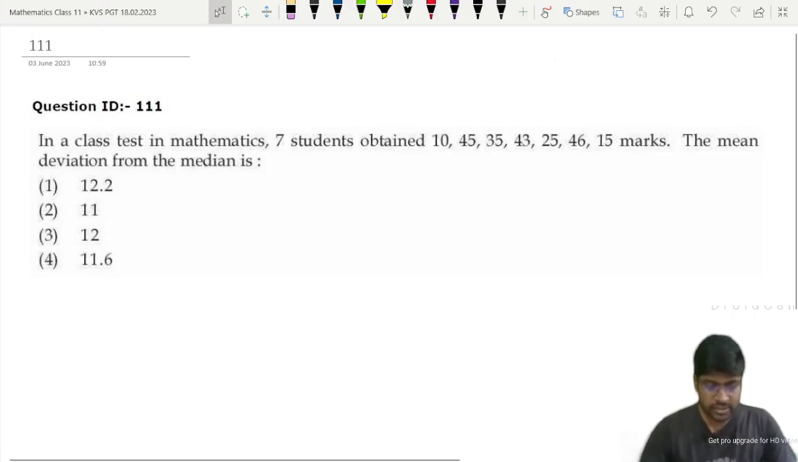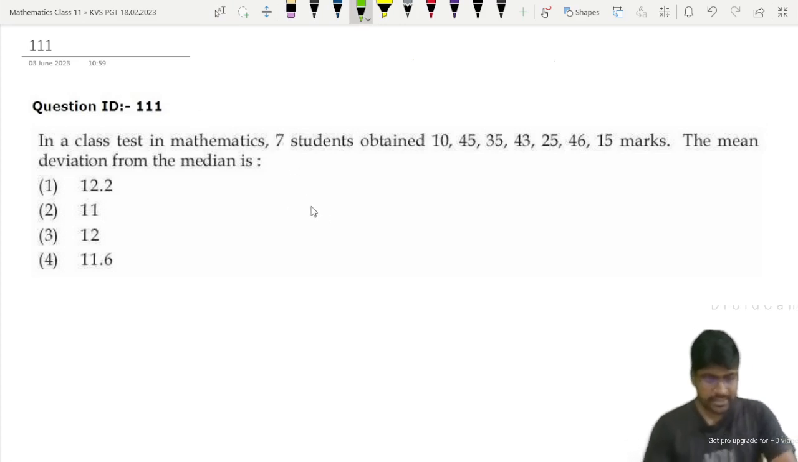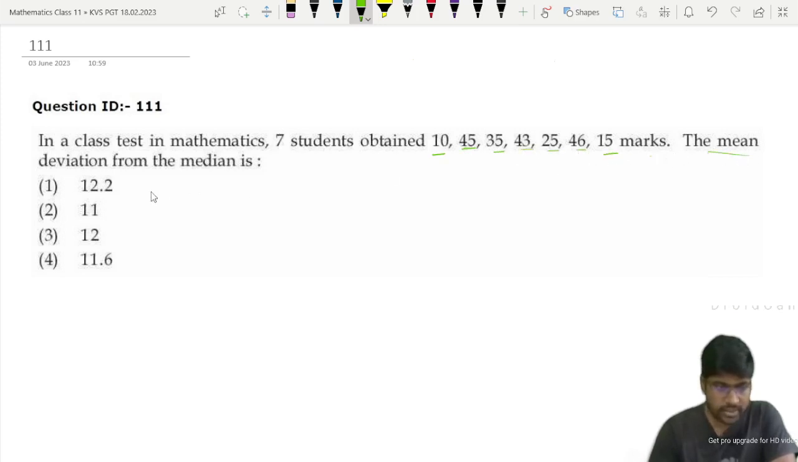This is the first question which we will solve today. Question number 111. Now this is a very simple question from the statistics portion. What they are asking here: in a class test in mathematics, 7 students obtained 10, 45, 35, 43, 25, 46 and 15 marks. The mean deviation from the median is what? So mean deviation about the median, we have to find this. First of all we need the median of the given data.